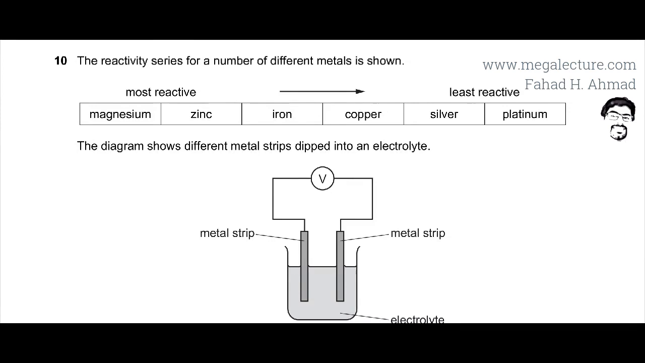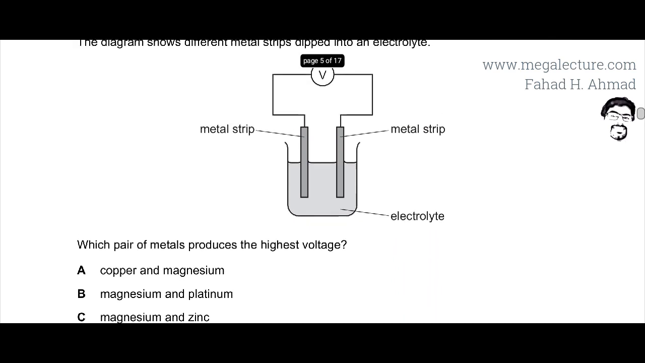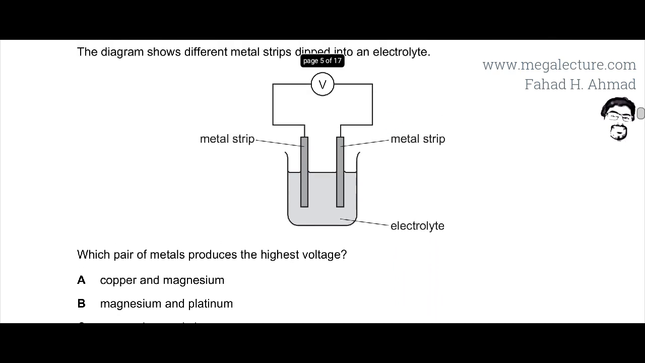The following MCQ reads that the reactivity series for a number of different metals is shown. So you're given the reactivity series: magnesium, zinc, iron, copper, silver, and platinum. These are the most reactive ones. These are the least reactive ones. And the diagram shows different metal strips dipped into an electrolyte. So the question is asking us which pair of metals produces the highest voltage.